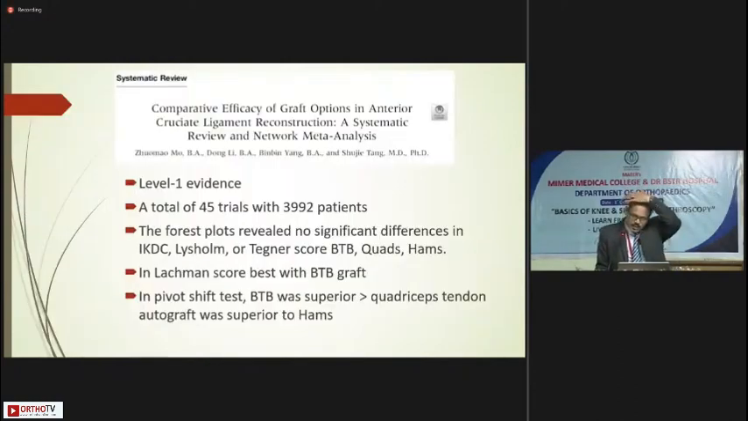So this is another systematic review, a level 1 study, wherein they studied almost 3,992 patients and suggested that the IKDC, Lysholm, Tegner scores with BTB, quadriceps and hamstring had no difference. But the Lachman score was best with BTB, and the pivoting was best with bone patellar tendon bone graft, followed by quadriceps and followed by hamstring.